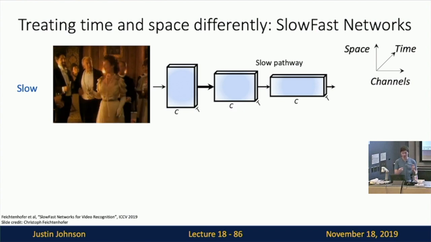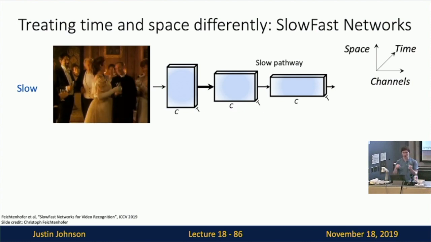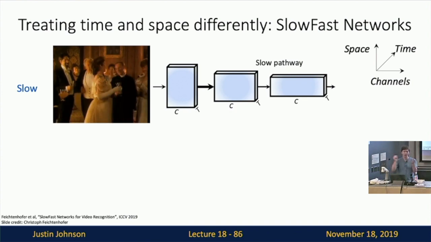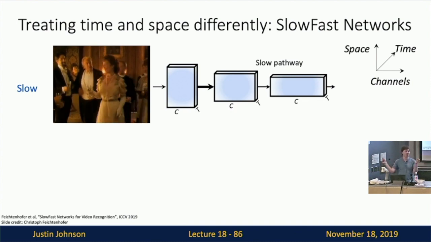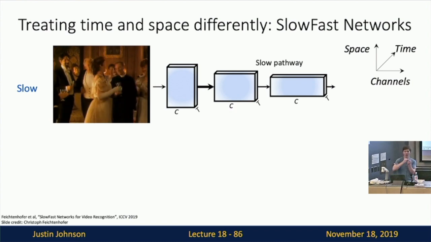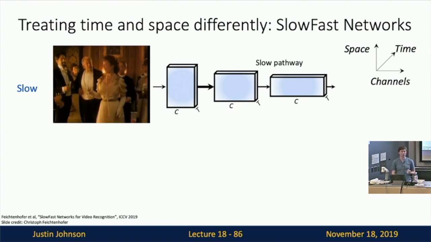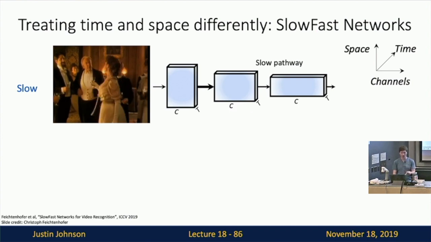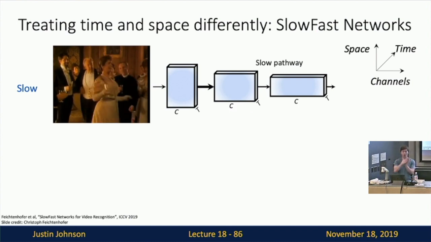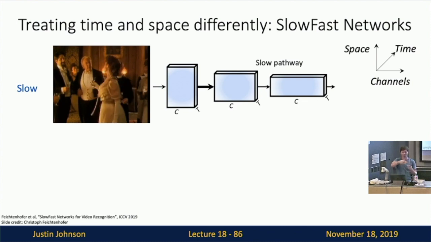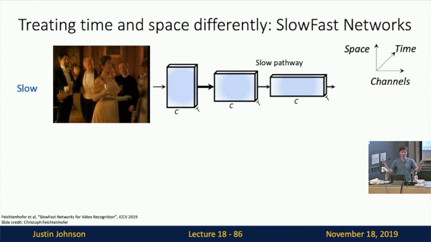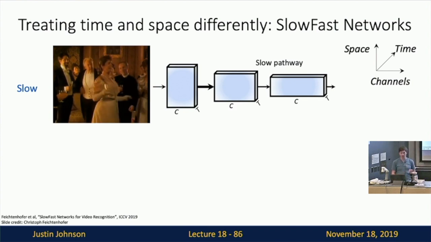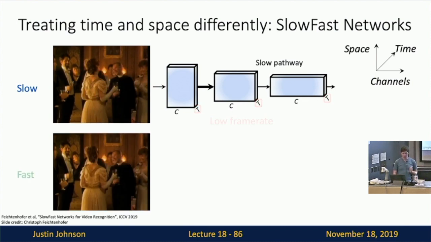To visualize this network, we have three dimensions we can play with. One is the spatial dimension of the input image. One is the channel dimension, the number of features at every layer of the network. And the other is the temporal dimension, which is the temporal frame rate at which the network is applied. The first branch is the slow branch that uses a very low temporal frame rate but a lot of channels. So it's using fewer frames, but putting a lot of processing on each frame.